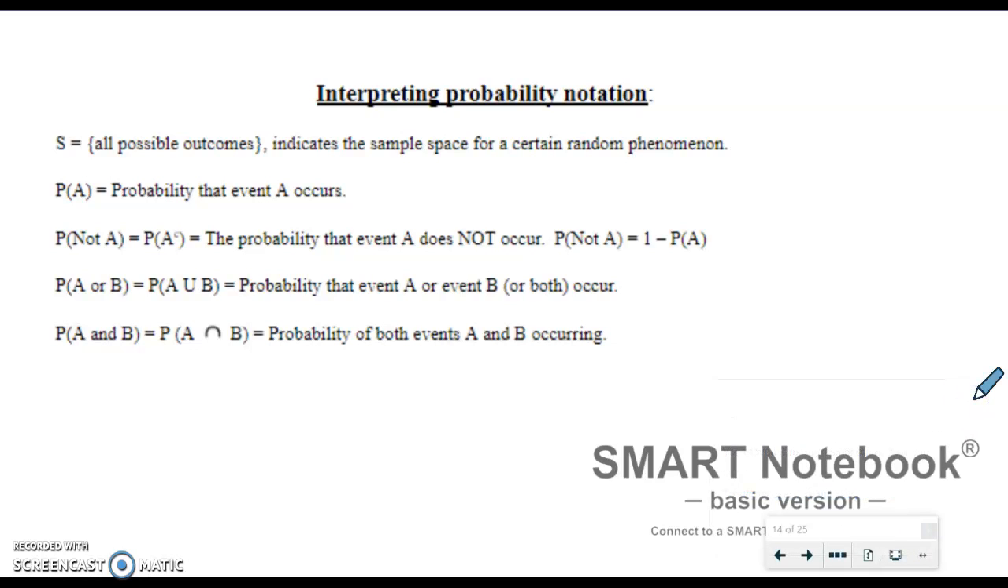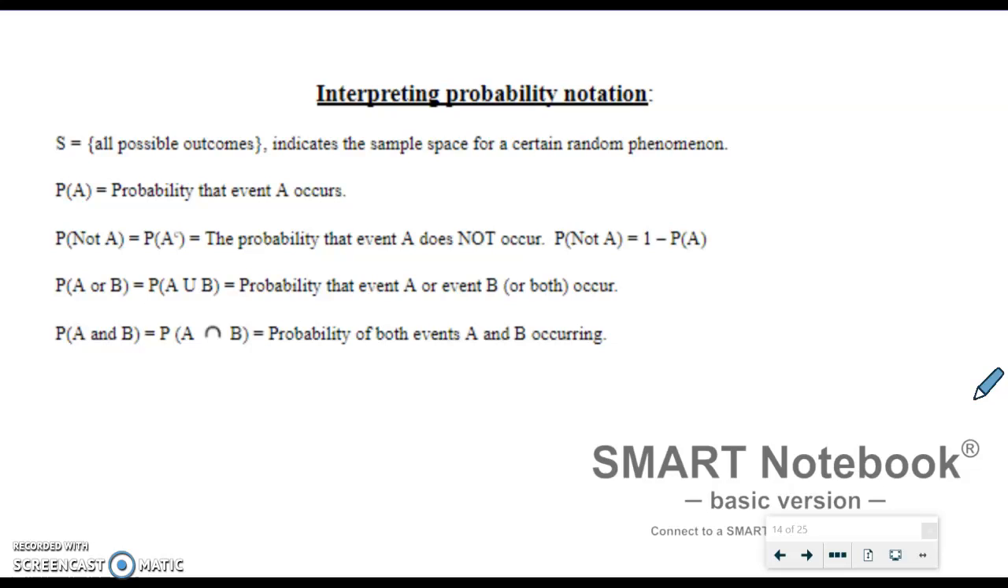Okay, so what we're going to do in this video is just look at some notation and how to interpret this when we look at some tables. Okay, so S is all the possible outcomes that exist. That's the entire sample space. The probability of A is the probability that event A occurs.